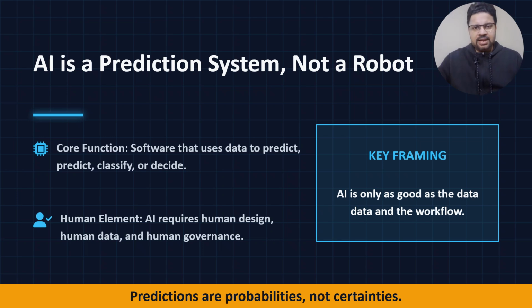Before anything else, let's clarify what AI actually means in healthcare. It's fundamentally a prediction system, not a robot. AI is software that uses data to predict, classify, or decide, but it always requires human design, human data, and human governance. Remember, AI is only as good as the data and the workflow it operates within. Predictions are probabilities, not certainties, and that's a crucial distinction for leaders to grasp. This understanding sets the stage for our next discussion on the different levels of AI.